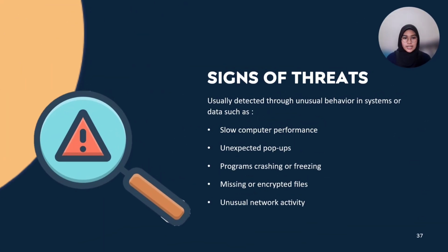But how can we tell our network is being attacked? There are specific signs of threats that we should look out for, such as sudden slow computer performance, programs crashing or freezing, missing and encrypted files, and unusual network activity. These signs can indicate that your network is being attacked.